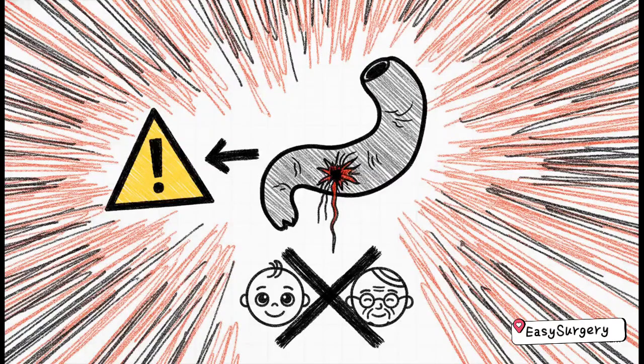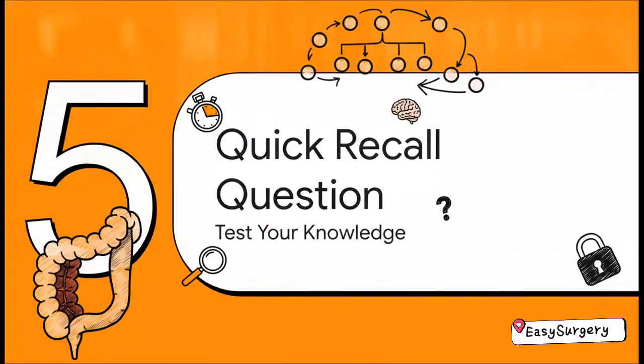And here is another major distractor they love to use, age. Listen, perforated appendicitis with diffuse peritonitis is always complicated appendicitis, period. Do not let a test question trick you by throwing in details about the patient being a toddler or a 90-year-old. Diffuse peritonitis equals complicated appendicitis every single time, regardless of age. Don't second guess it. Finally, Section 5, a quick recall question to really test your knowledge.